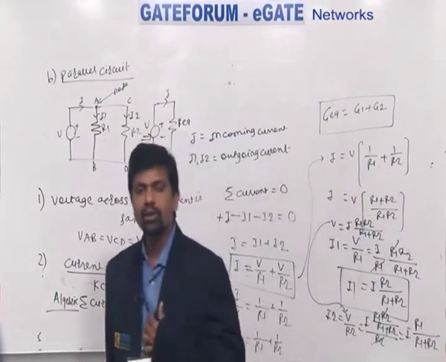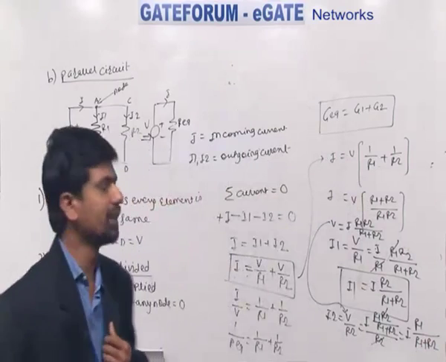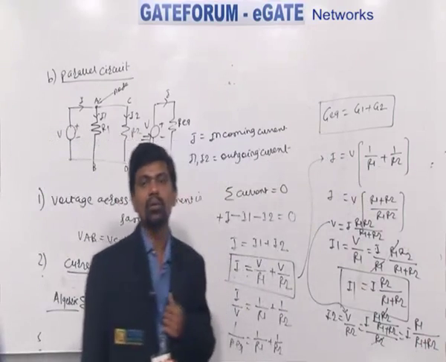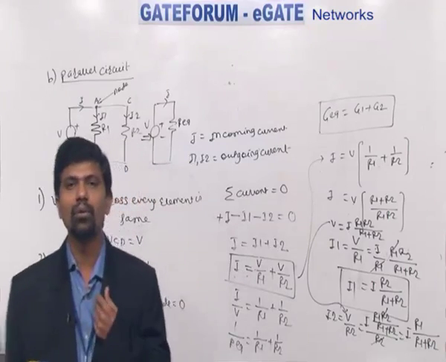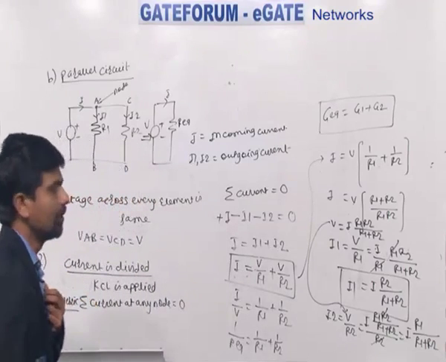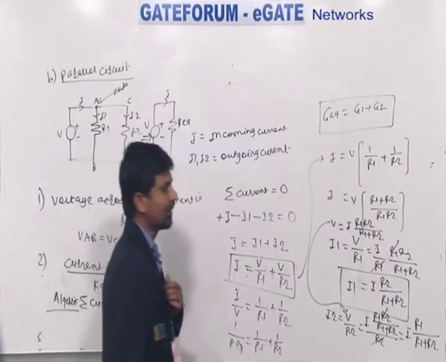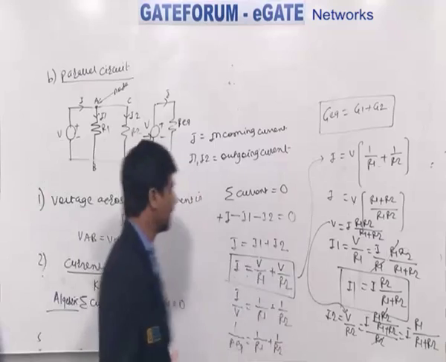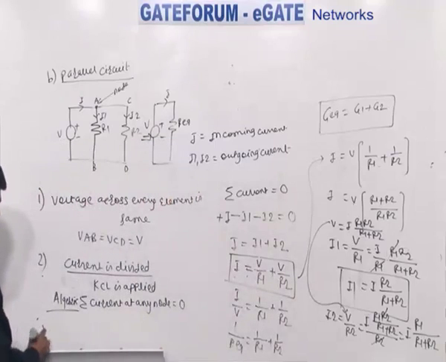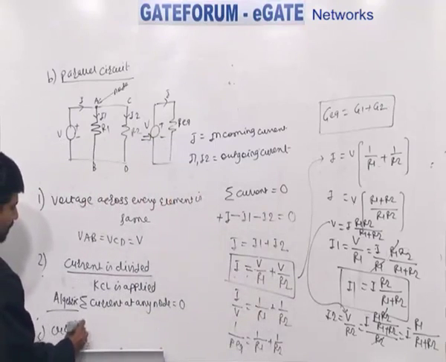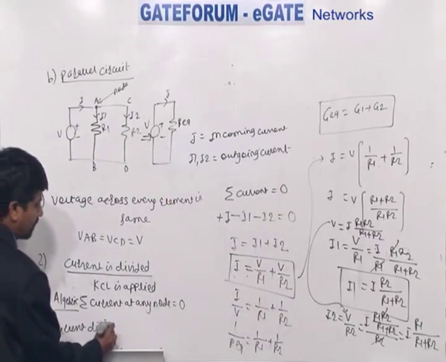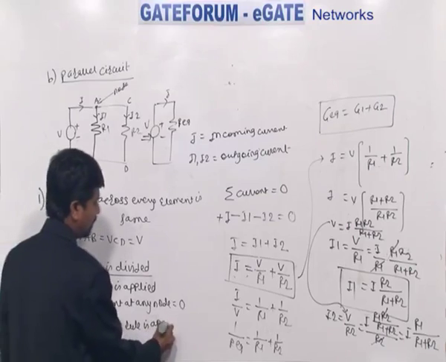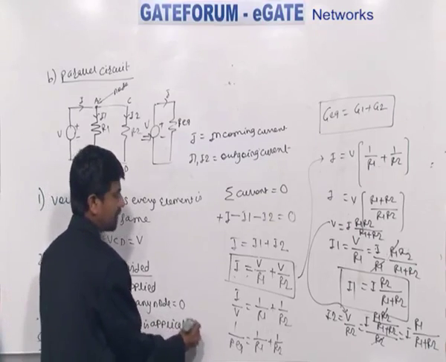What has the voltage division rule for a series circuit stated? The voltage division rule states that the voltage across any element is the total applied voltage into the value of that resistance divided by the sum of resistors. Now let us see what this is. Current is divided, so in a parallel circuit, the current division rule is applicable.